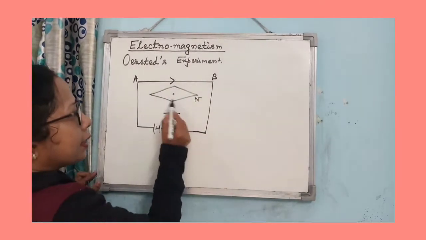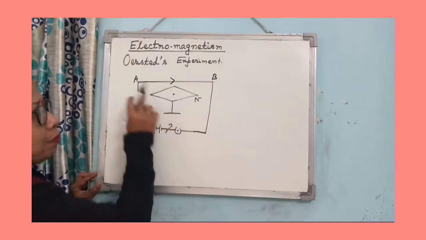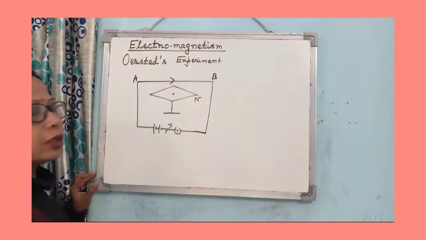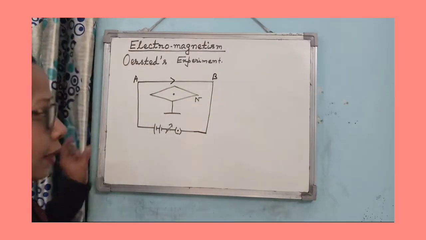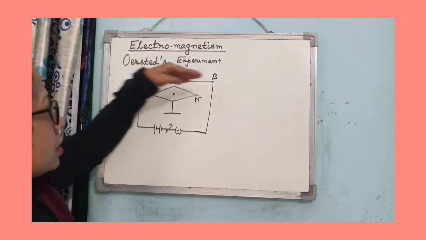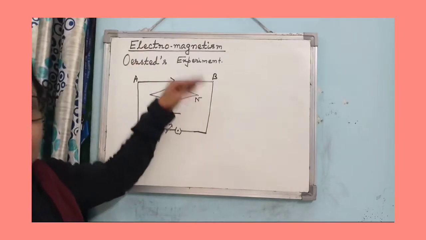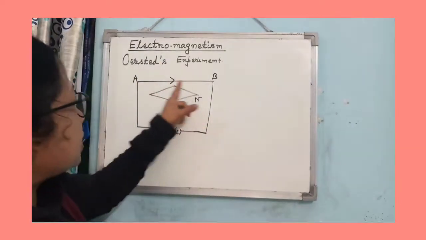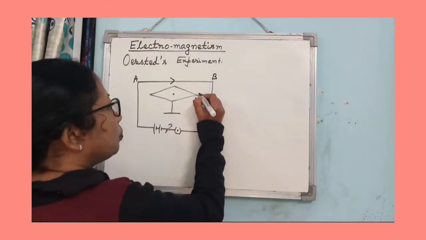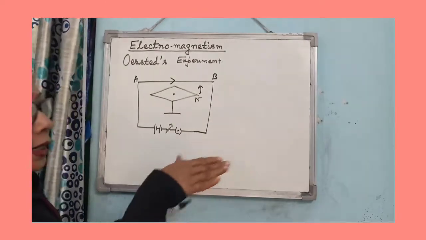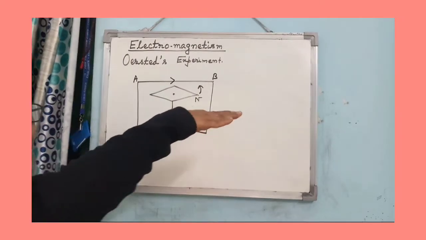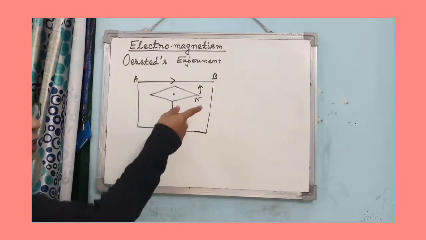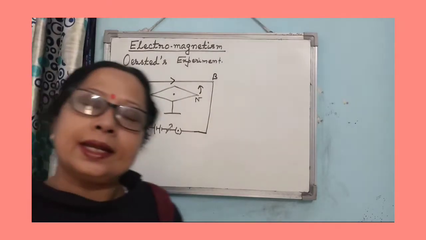And what Ørsted did: a magnetic needle is kept below the conductor, parallel to the direction of the current, the direction of the straight conductor. You see, this is the straight conductor and the needle is kept parallel. What is observed? The moment current passes through the conductor, the north pole deflects in the inward direction. Meaning if this is the north pole, it is deflecting like this. Okay? It is deflecting in the inward direction.